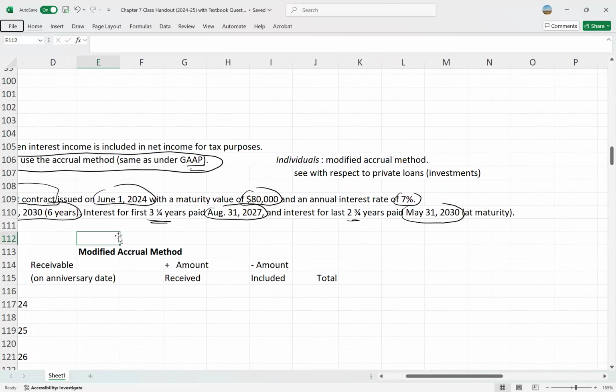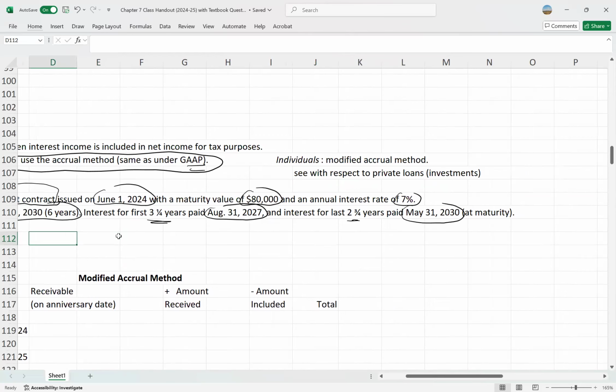Let's do some calculations first of all. We have this investment contract. The investment that the taxpayer made was 80,000. They're going to earn 7% interest a year, which is 5,600 per year. This is over 6 years, so the total interest will be 33,600. Now, we're just going to assume simple interest. We're not going to assume compound interest.